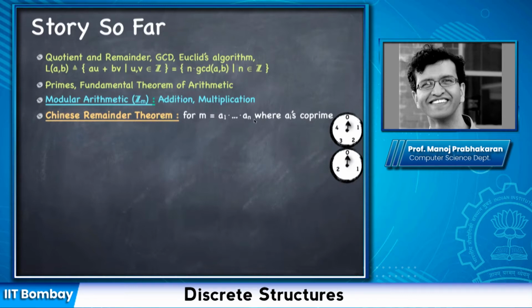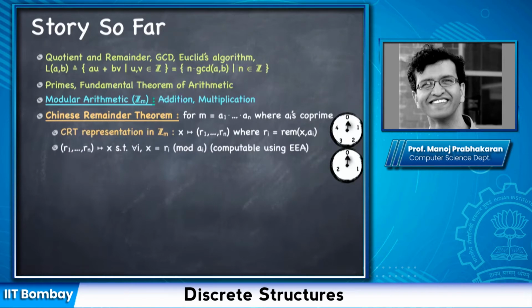factorization of m into co-prime factors, possibly prime factors or prime powers, then one way to say that is that there is a CRT representation. So every integer in Zm can be uniquely represented as a tuple of elements in each of the Z_ai. Another way to say that is that, and by the way, this is easy to compute using the extended Euclidean algorithm in one direction and by taking remainders in the other direction.